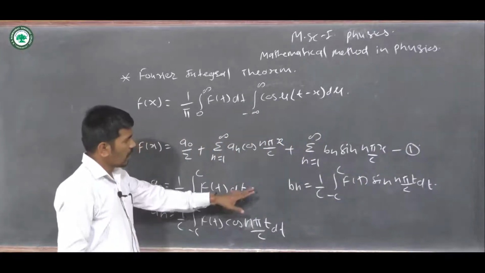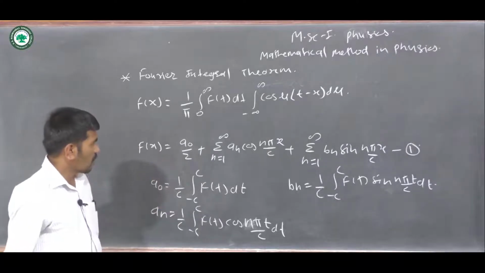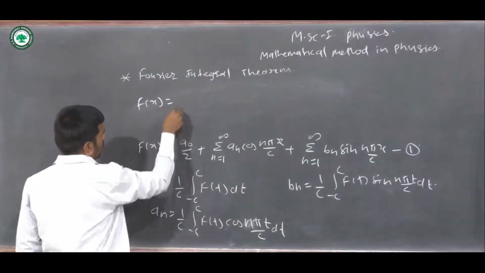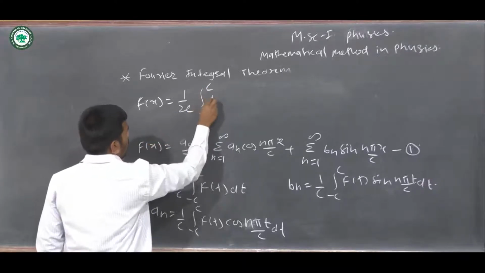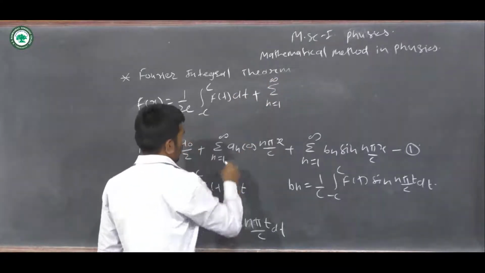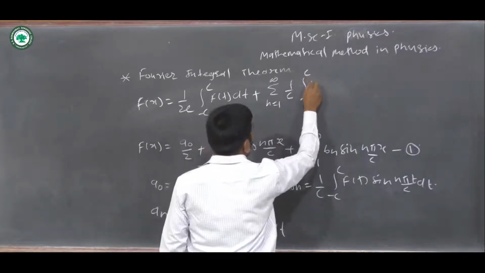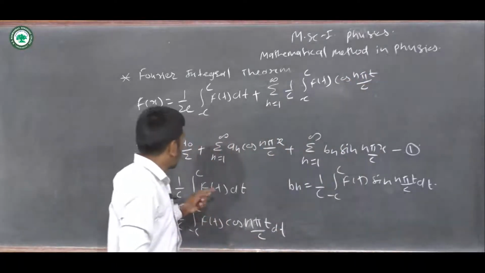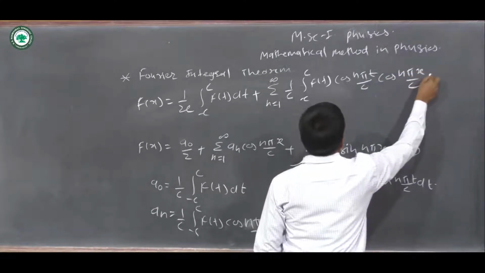Okay, so a naught, a n and b n are the Fourier constants. So I am going to substitute these Fourier constants into equation number one. If I substitute, then f of x becomes equal to a naught, which is 1 over 2c, integration from minus c to plus c of f of t dt, plus summation over n is equal to 1 to infinity, a n is 1 over c, integration from minus c to plus c of f of t cos n pi t over c, into cos n pi x over c, into dt.